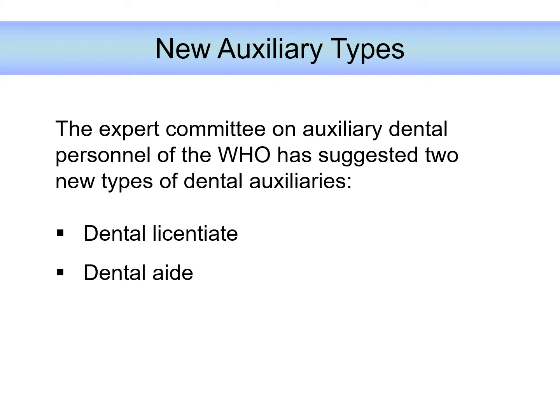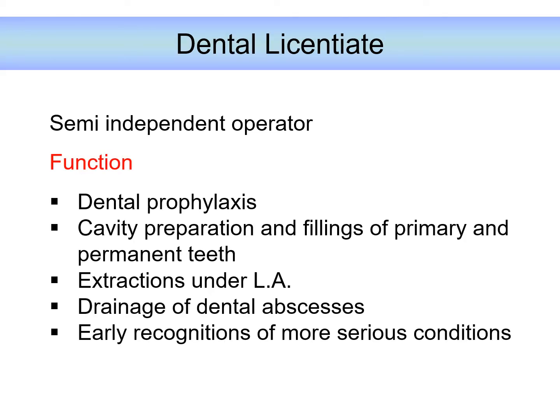So the Expert Committee on Auxiliary Dental Personnel of WHO has suggested two new types of dental auxiliaries, which are the dental licentiate and the dental aide. So the dental licentiate is a semi-independent operator who functions to provide dental prophylaxis, cavity preparation and fillings of primary and permanent teeth, extractions under local anesthesia, drainage of dental abscesses, and early recognition of more serious conditions.